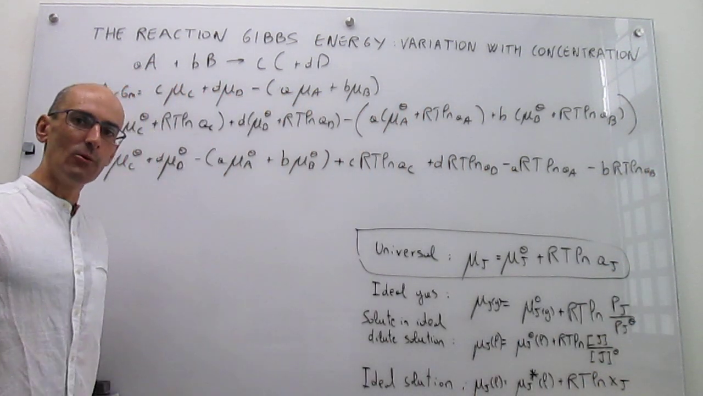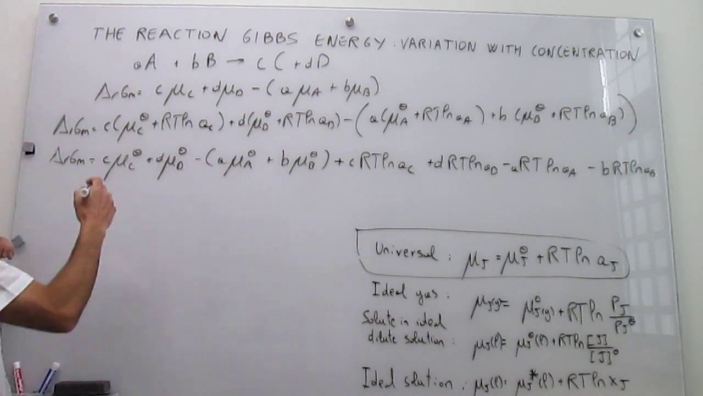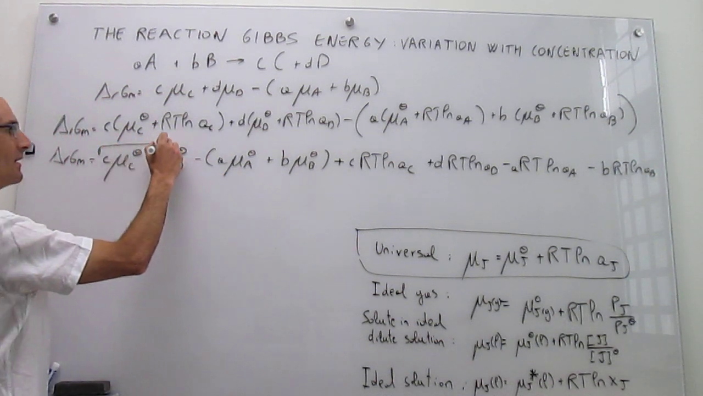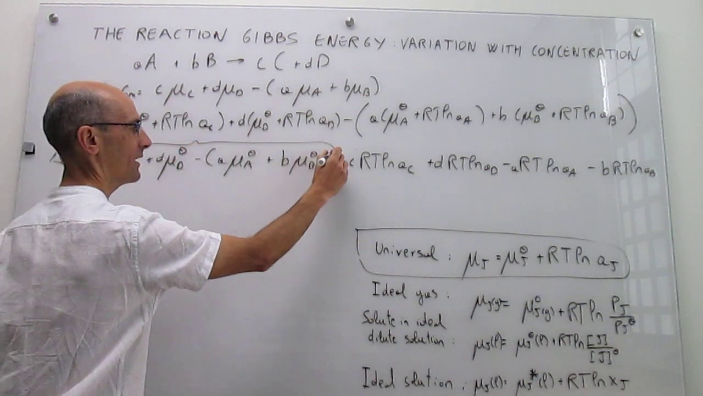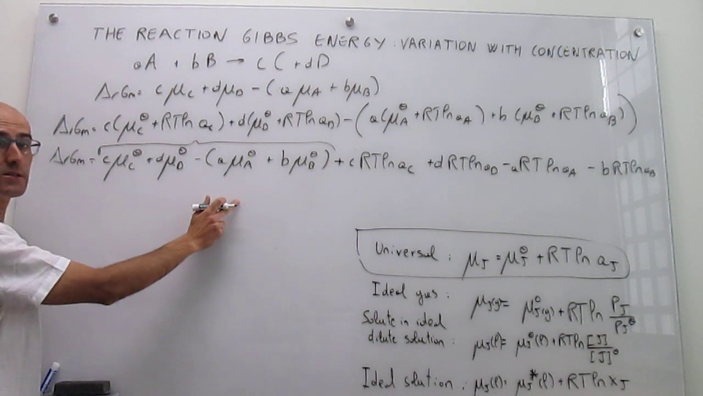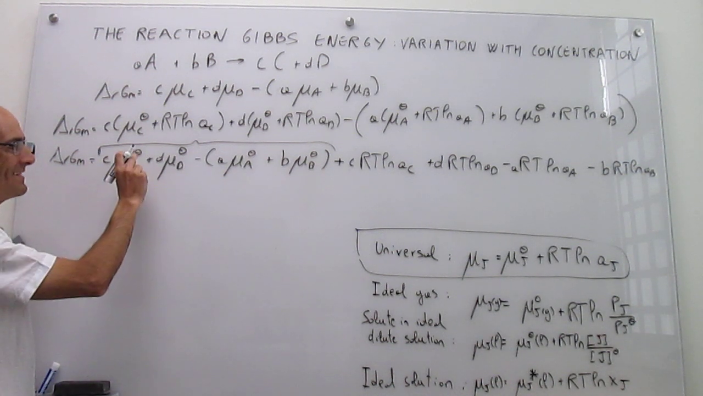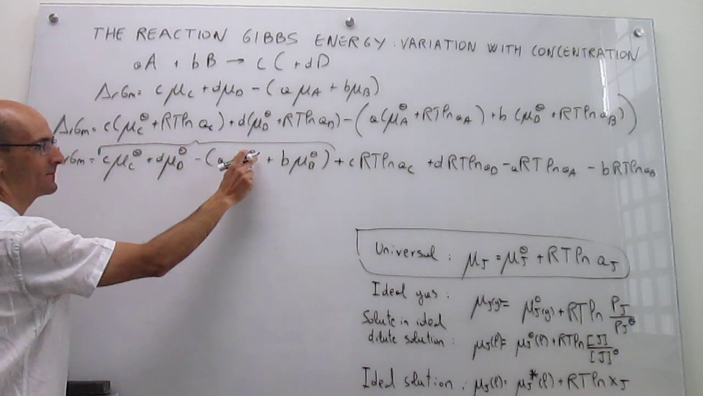All right, very good. So let's examine each one of these types of terms in turn. Okay, let's begin with this one. That one is quite easy to see, right? Notice that this is simply the balance of the chemical potentials of products minus reagents multiplied by the stoichiometric coefficients, but at the reference or standard state.